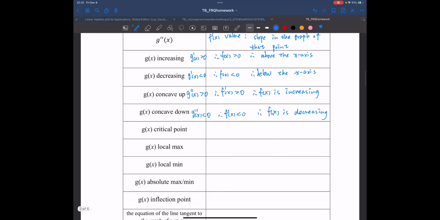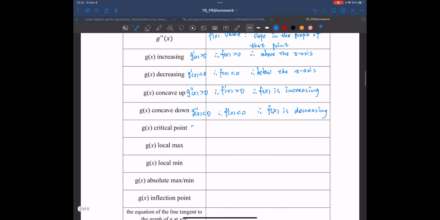Okay, for the g(x) critical point, g prime of x equals 0. That's enough. We don't care what happened on the left or on the right. So we can just see the 0 point on the graph.